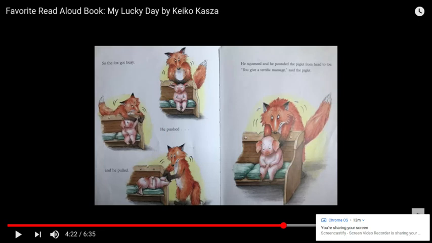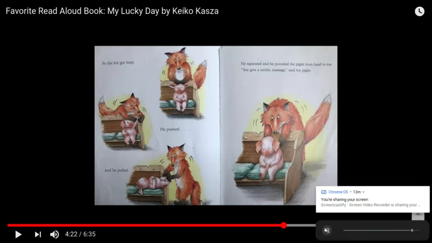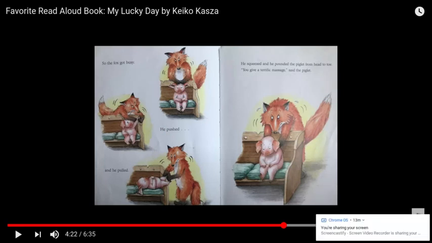So the fox got busy. He pushed and he pulled and he pulled and he pushed. He squeezed and he pounded the piglet from head to toe. You give a terrific massage, said the piglet.